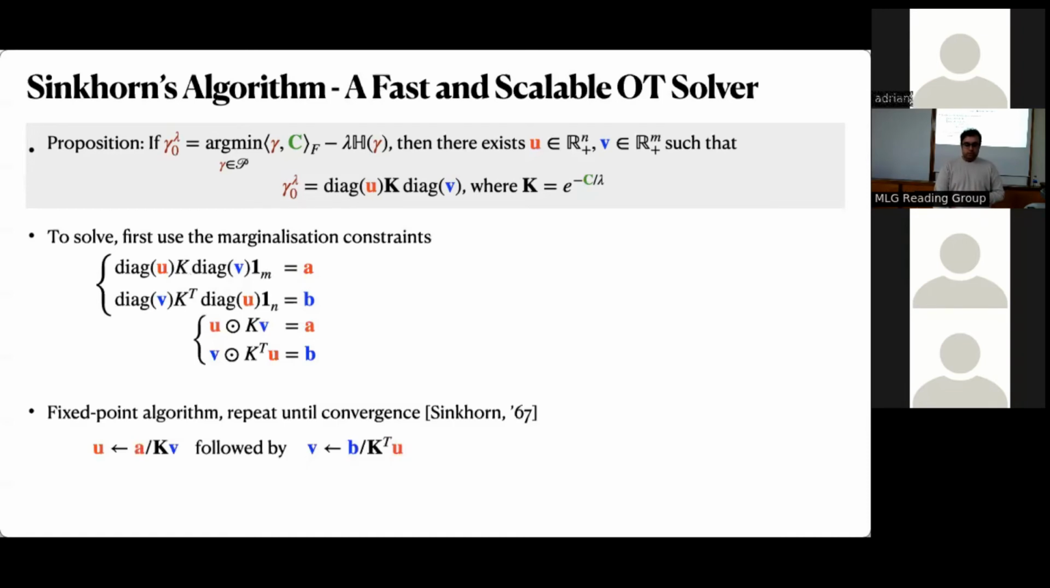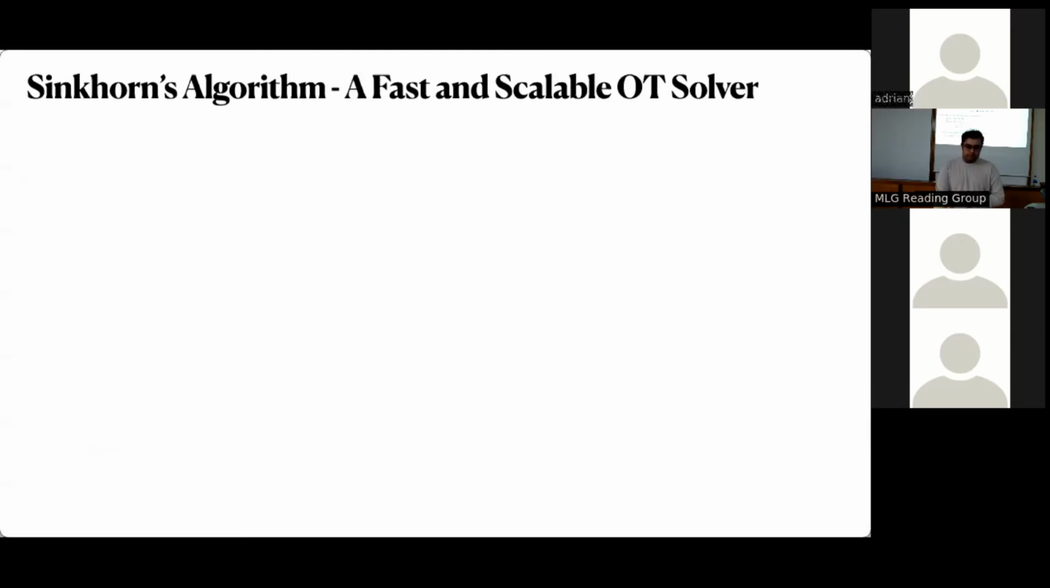So what you can do is fix the value of v, initialize it randomly, solve for one step for u, fix the value of u, solve for v, and so on and so forth. And this converges, and that was shown by Sinkhorn in 1967, which is why this algorithm is named Sinkhorn's algorithm.